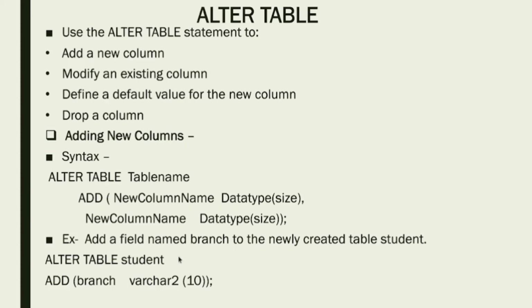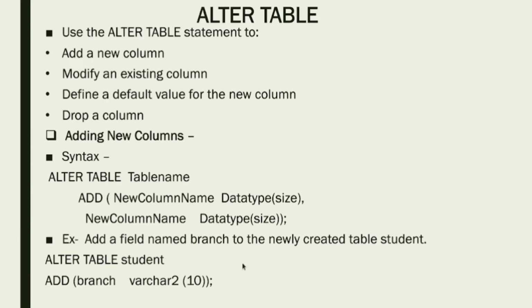So this is alter table. Use the alter table statement to add a new column, modify an existing column, define a default value for a new column, or drop a column. The first topic is adding a new column. The syntax is: alter table, table name, add, then the new column, data type, and its size. For example, alter table student add branch varchar2 with 10 as the size.